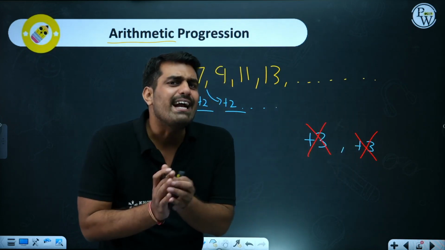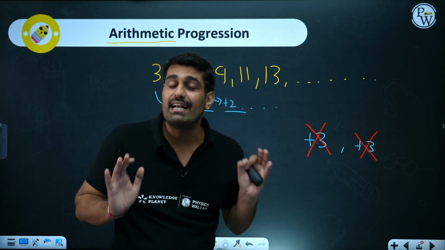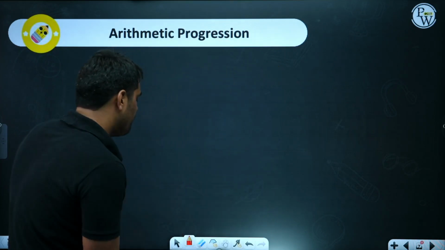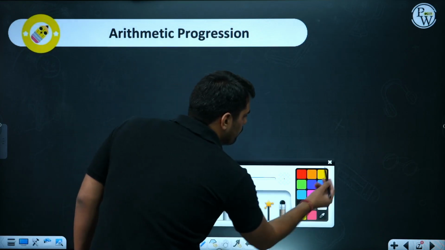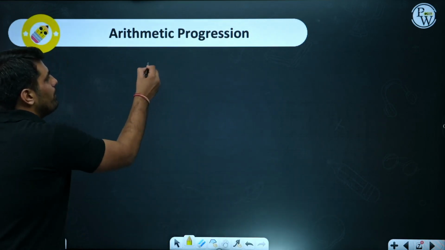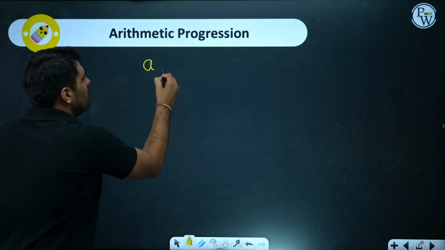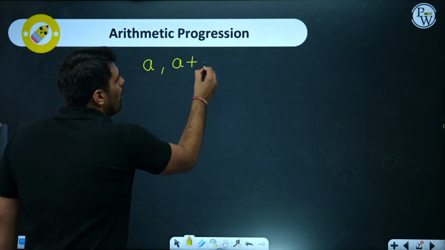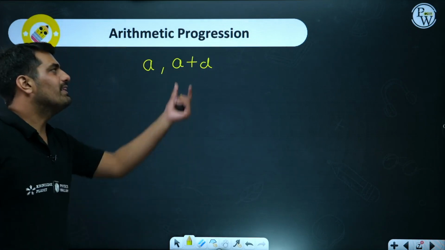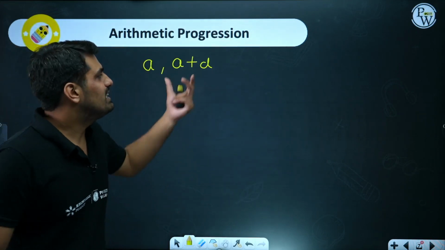So how can I write it in a general manner? Observe over here. If I have to write, I'll be writing in this way. The first term is A. In the second term, what happened? I added one number. Let me call this term D. Alright. So this is my second term.